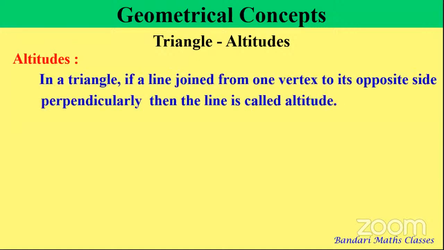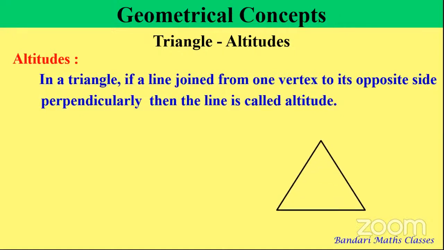In a triangle, if a line is joined from one vertex to the opposite side perpendicularly, that line segment is called the altitude of a triangle. It is one of the most important items to find the area of a triangle. We need that, so I am explaining it. The formula is half into base into height, but for that, we need the altitude.